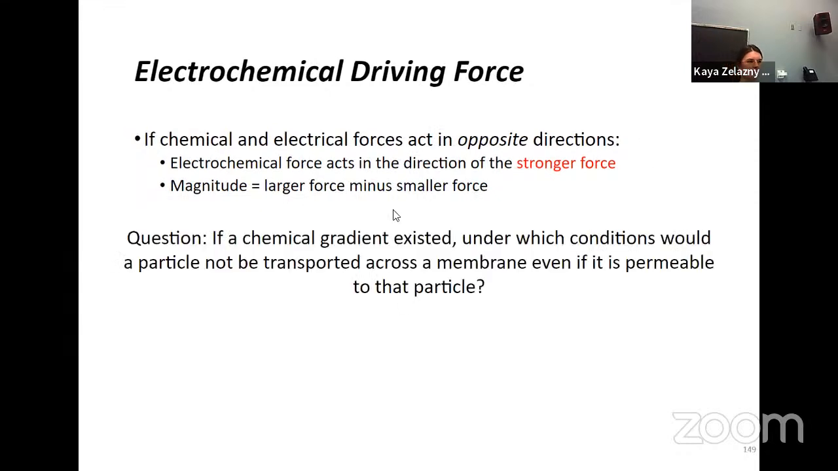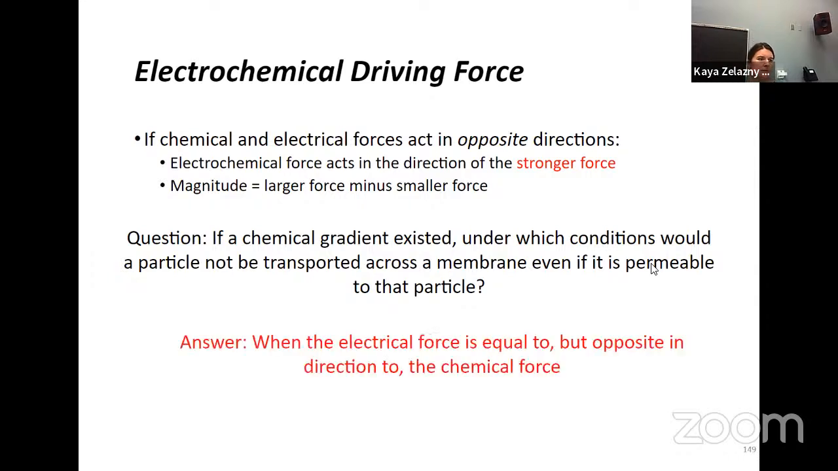Okay. So this is a rephrasing of our question from before, right? Our membrane has to be permeable to the particle for it to move across the membrane at all in any direction. But if we have a chemical gradient, it's not going to be transported unless either the electrical gradient goes in the same direction, so there is no conflict, or that electrical force is smaller. If the electrical force is bigger, it goes with the electrical force. And if they are the same magnitude, so if we had two arrows pointing in opposite directions, but they're the exact same size, all right?